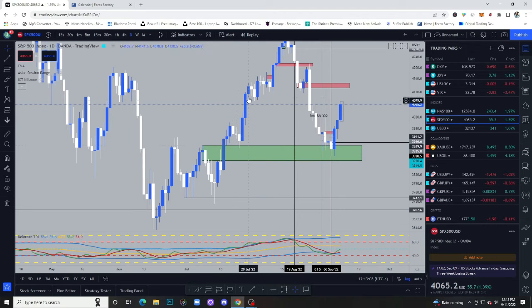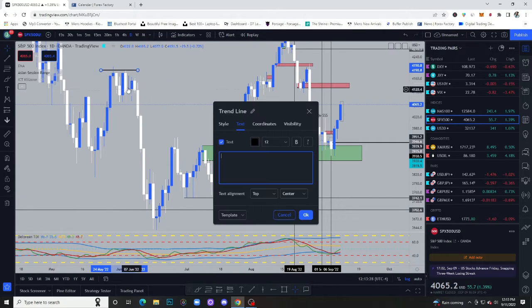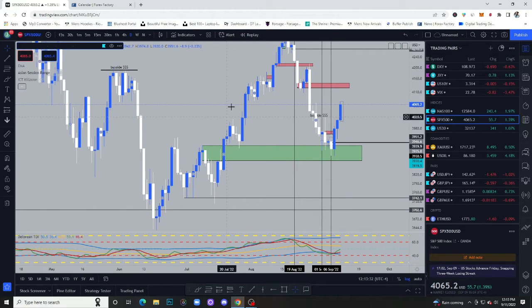And as you can see, price ran to take the buy side liquidity that was resting over here from the month of June. So I'm gonna go ahead and mark that right here. Shift up. Template. Buy side. There we go.